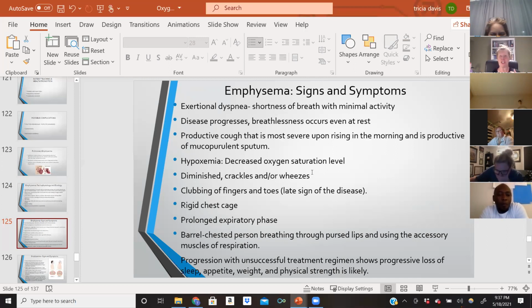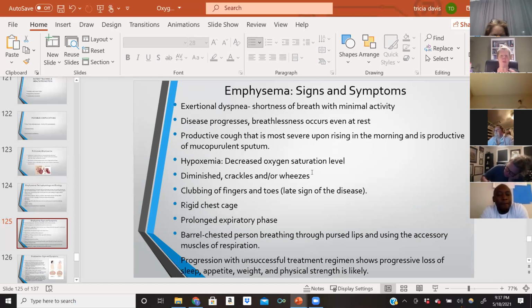You're going to hear diminished lung sounds. You might hear wheezes or crackles. You are going to see clubbing of the fingers and toes. This is a late sign of disease. You're going to see a very rigid chest cage, and a prolonged expiratory phase because all that air in there is trapped. They're going to be barrel chested. They're going to be breathing through pursed lips, and they're going to be using accessory muscles.